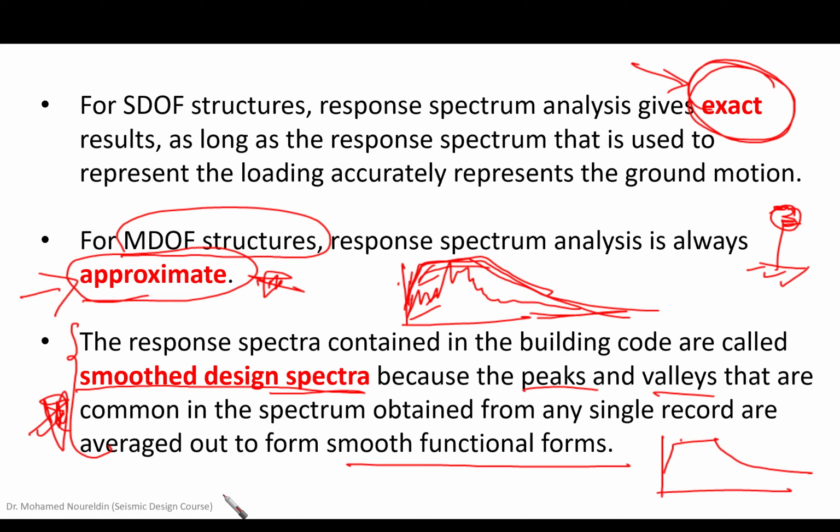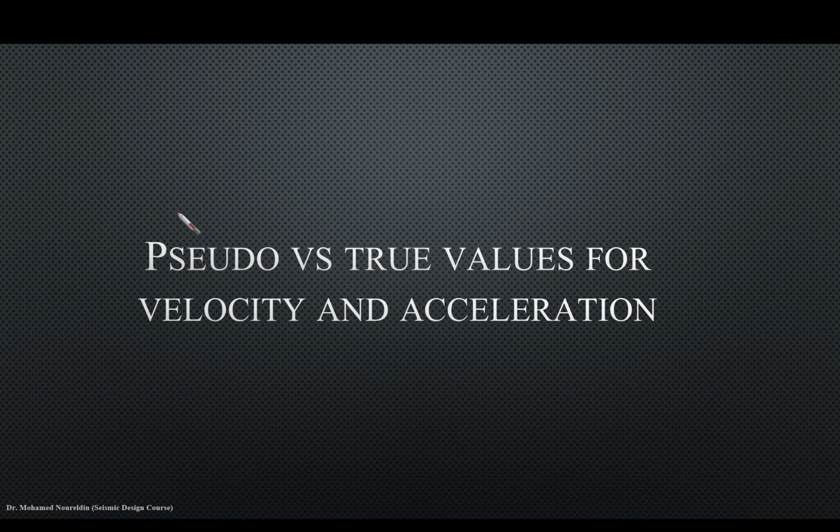Let's go to the last part in our video for today. I'm going to talk about, as I promised before, the pseudo versus true. Why do we call this pseudo and this true, and why is there a difference? We use the word pseudo only for velocity and acceleration, but we do not use this word for deformation. It's only for velocity and acceleration.